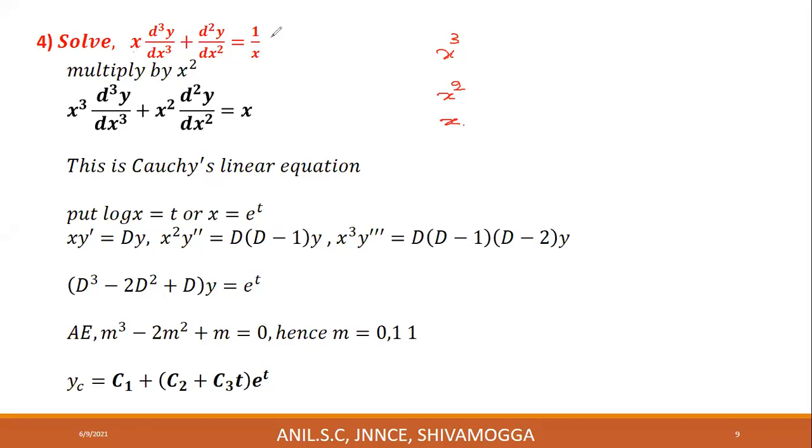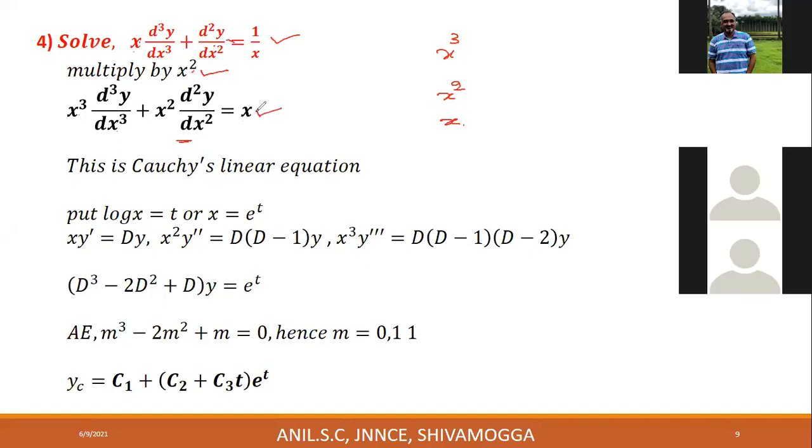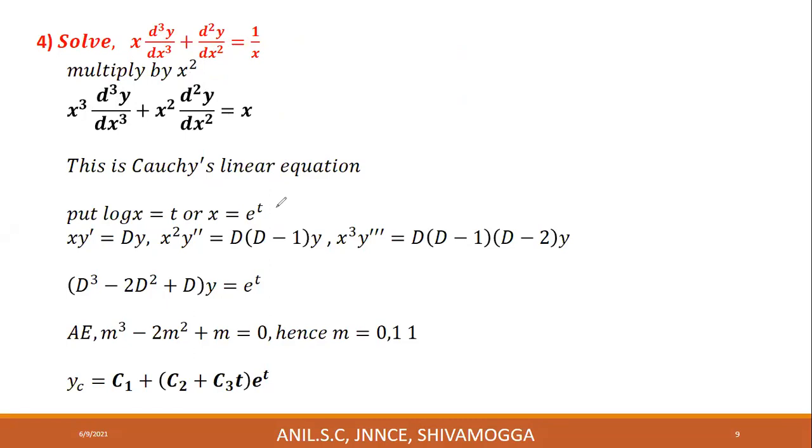In order to make it a linear differential equation, we have to multiply the equation throughout by x square. The resultant will be x square into x, which is x cube dy by dx, plus x square into d square y by dx square is equal to x square into 1 by x, which is x. This is a Cauchy's linear differential equation. Clearly it is linear and Cauchy's because a is equal to 1 and b is equal to 0.